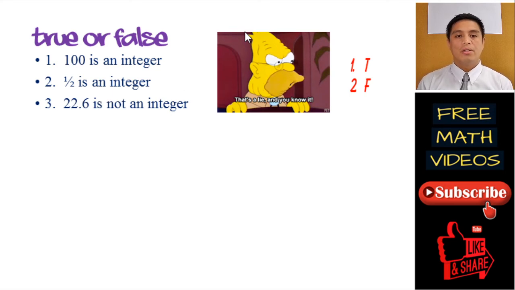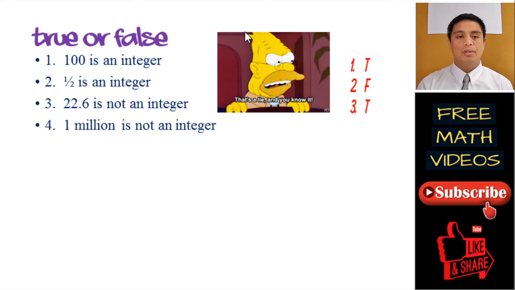Number 3, 22.6 is not an integer. Take note of the word not. Of course, it is true because decimal numbers, or numbers with decimal digits, are not integers. So this statement is true.